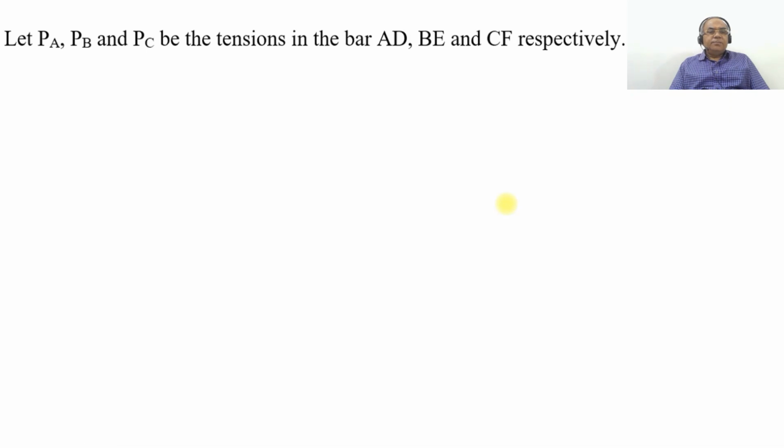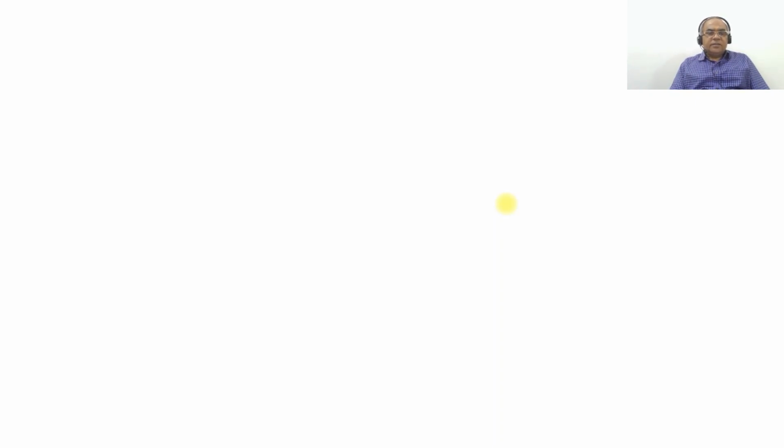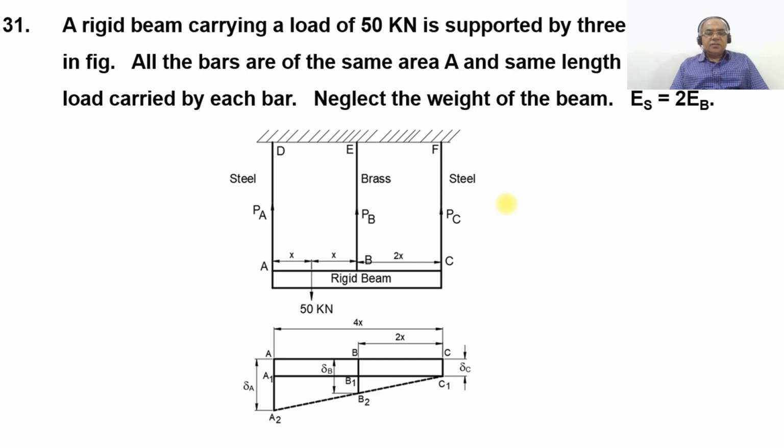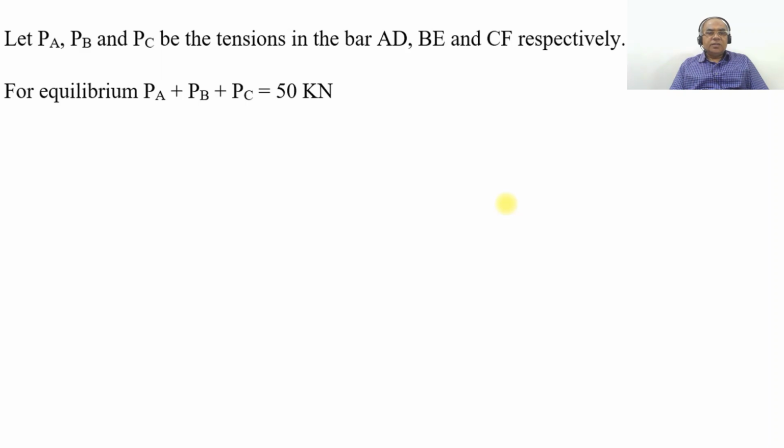To do that, let PA, PB, PC be the tensions in the bars AD, BE and CF respectively. From the equilibrium condition, the sum of the forces acting downwards will be equal to the sum of the forces acting upwards. That means PA plus PB plus PC is equal to 50. That is according to this.